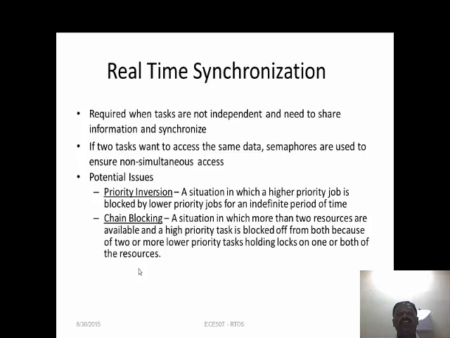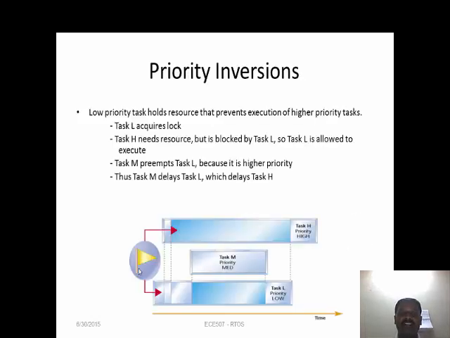Real-time synchronization is about how each of the inter-task communication is deployed with the feature of real-time synchronization. Potentially, the things to be considered here are priority inversion and chain blocking. What is priority inversion here? Suppose a low priority task is executing right now in the system, and there is a higher priority task than it, and a medium priority task, which is actually taking control of the system and wants the execution, whereas a high priority task is there. So this priority inversion takes care of it, so that it can avoid this medium priority task taking control.